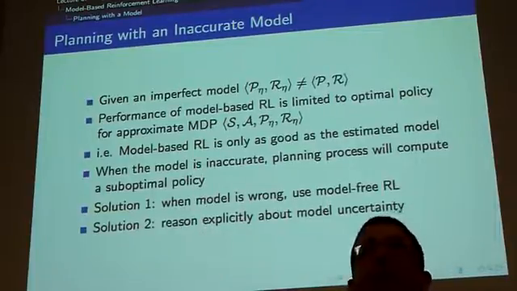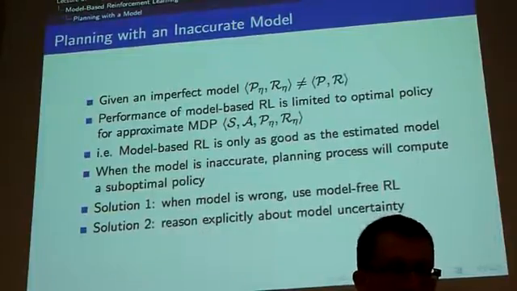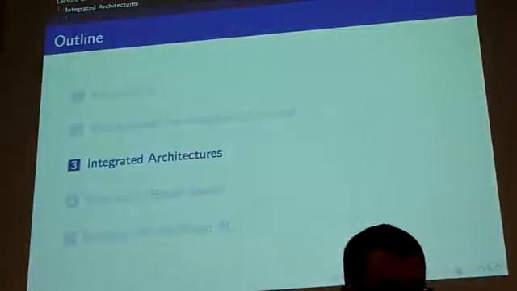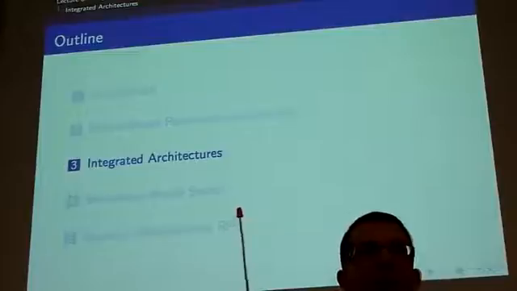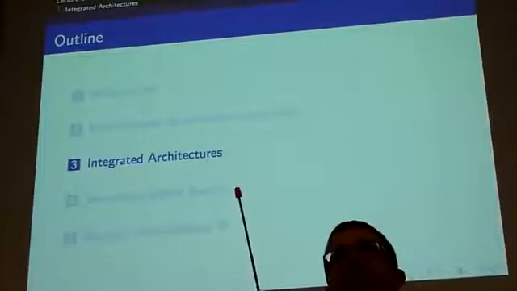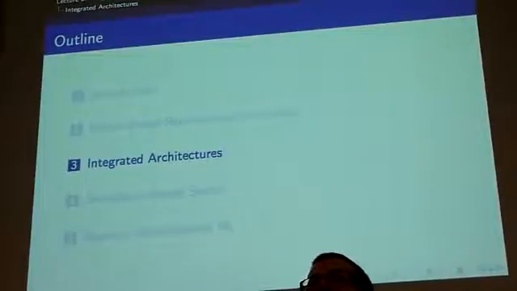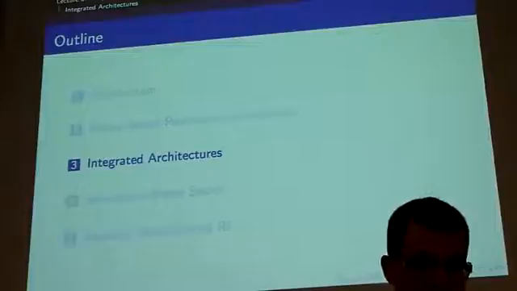Okay, so those are some possibilities for inaccurate models. Okay, so integrated architecture. This is where we start pulling things together and start blurring the boundary between model-based and model-free reinforcement learning, between learning and planning, and we'll start blurring the boundaries a little bit.